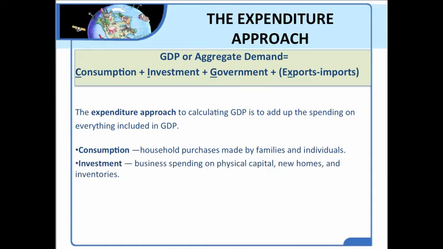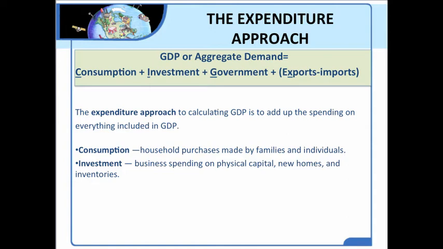The next sector that purchases goods and services would be businesses. Now, we often think of businesses as producing goods and services, but they are also the final users of some goods and services when they purchase capital. So we refer to business spending as investment, and it's represented with a capital I, just as consumption is represented with a capital C. This includes business spending on three different things.